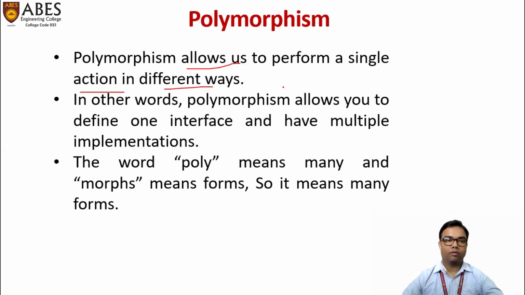In Java, polymorphism allows us to define an interface that has multiple implementations. It means with the same name, we can have multiple implementations. The word polymorphism means poly, that means many, and morph means forms, so many forms. So how can we achieve polymorphism in Java? Let's see.